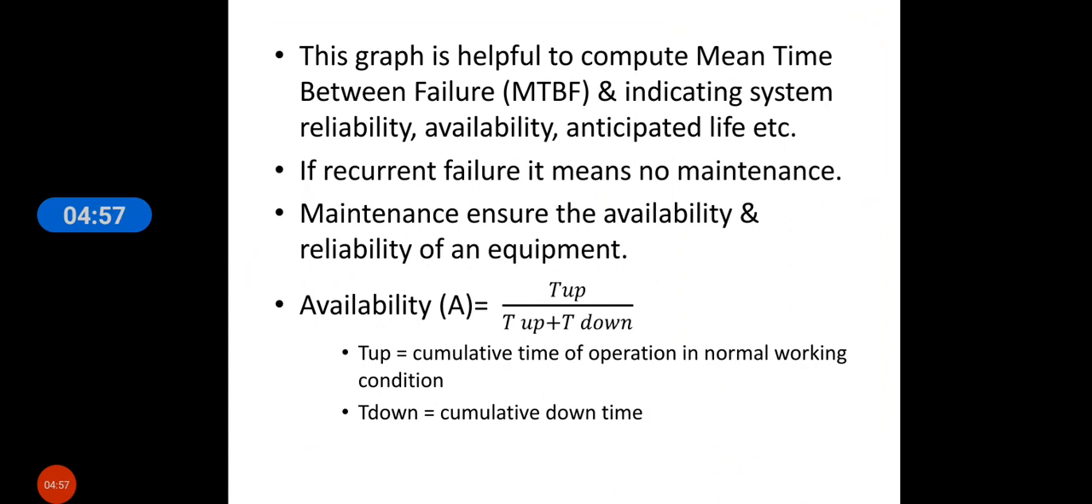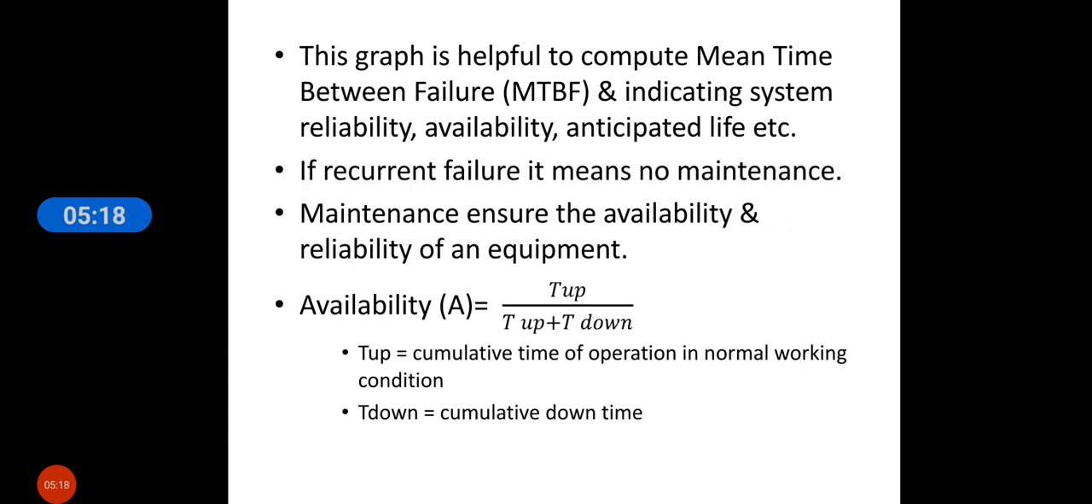Now, this graph is helpful to compute mean time between failure and indicates system reliability, availability and anticipated life also. If recurrent failure, it means no maintenance. अगर बार बार हो रहा है तो it means maintenance नहीं है या maintenance appropriate नहीं है.